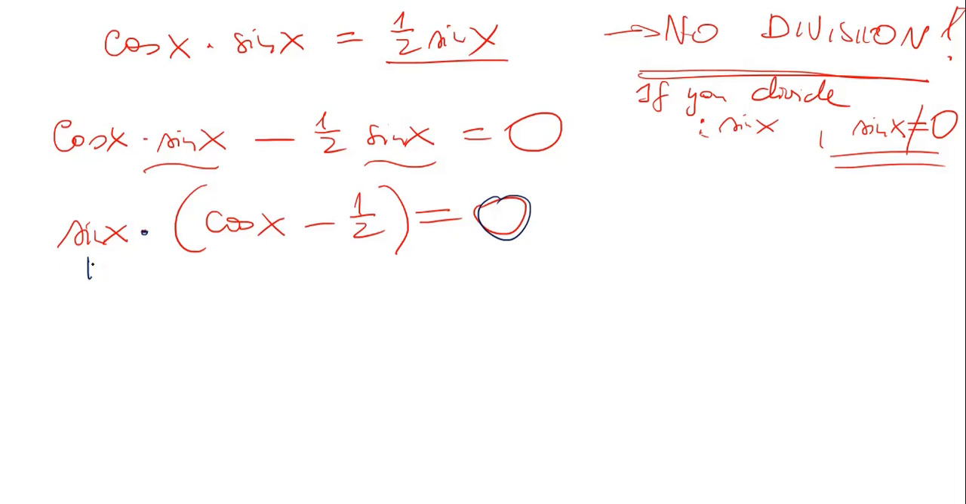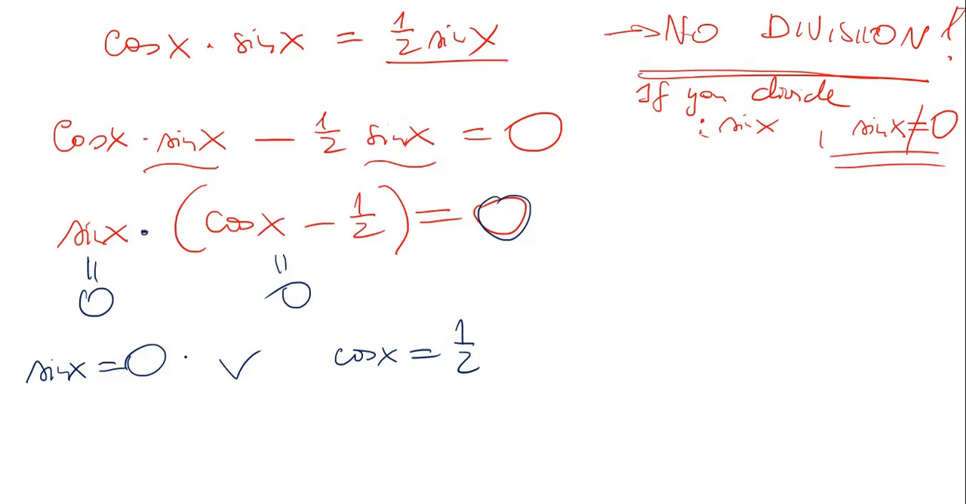Yep, and now we have a very good situation because we have a multiplication which equals 0, which is the best thing ever when we talk about equations, any equations really. Is it polynomial, quadratic, or trigonometric? If we have this kind of situation, we split the equation into two very simple equations. We have sine x equals 0 or cosine x equals 1/2.